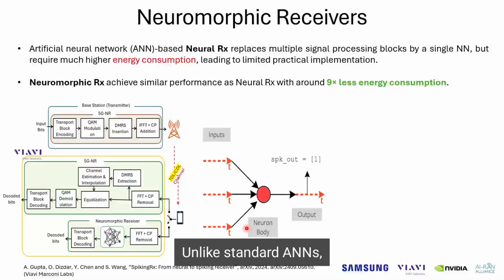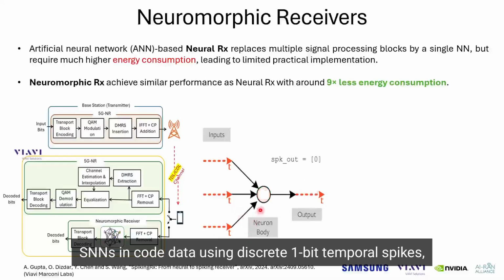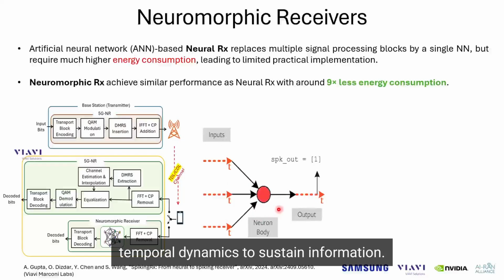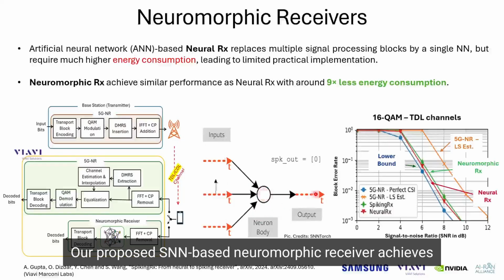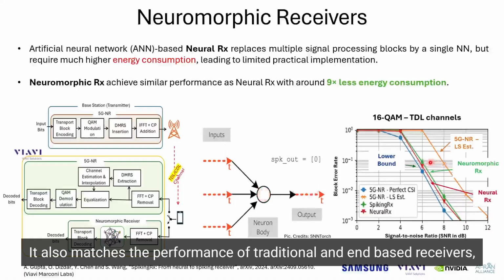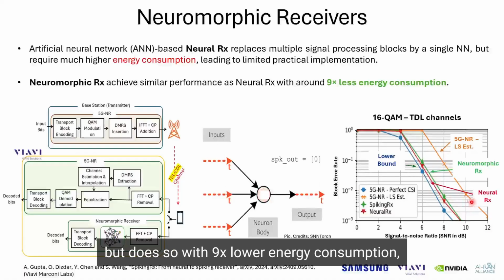Unlike standard ANNs, SNNs encode data using discrete 1-bit temporal spikes, mimicking biological neurons and leveraging the temporal dynamics to sustain information. Our proposed SNN-based neuromorphic receiver achieves significant error rate improvements over conventional 5G receivers. It also matches the performance of traditional NN-based receivers, but does so with 9 times lower energy consumption, making it a power-efficient alternative.